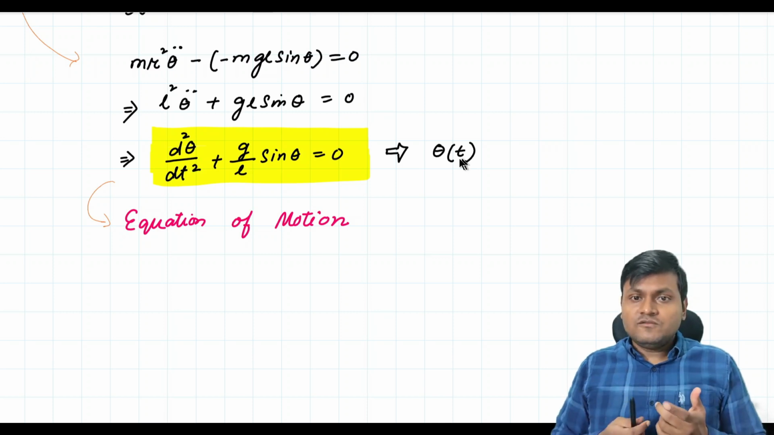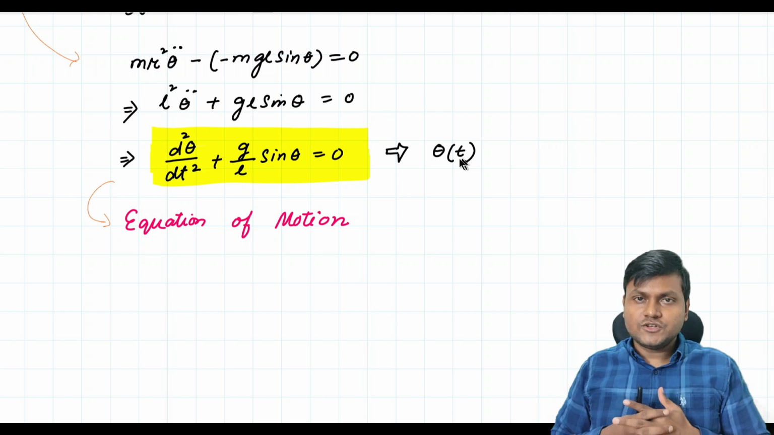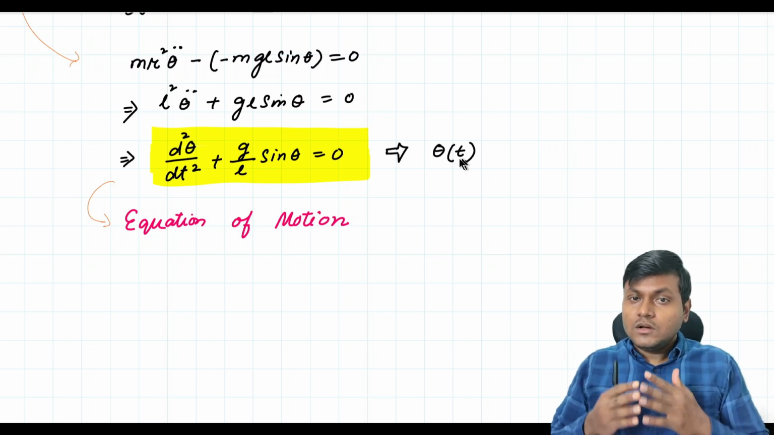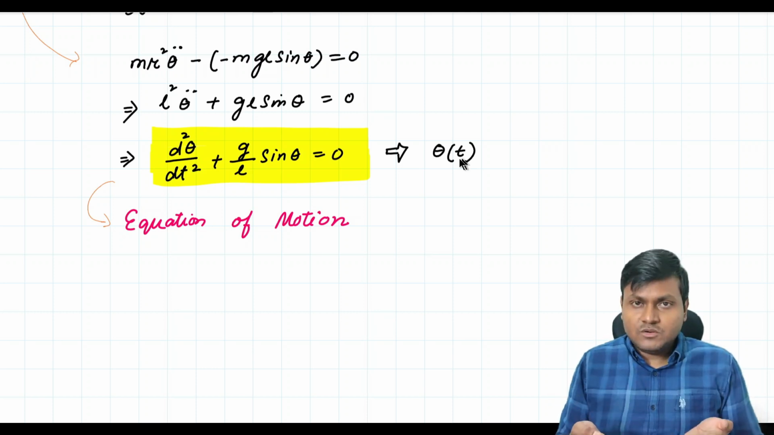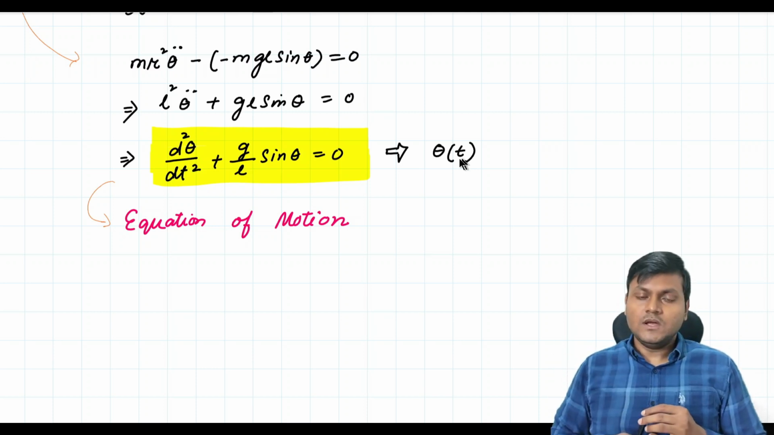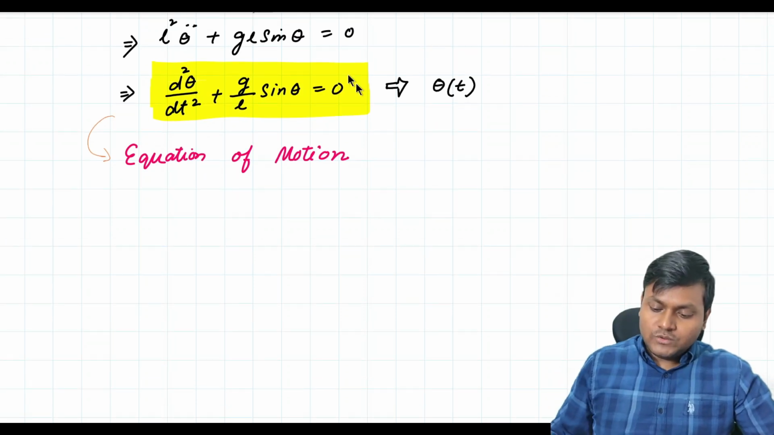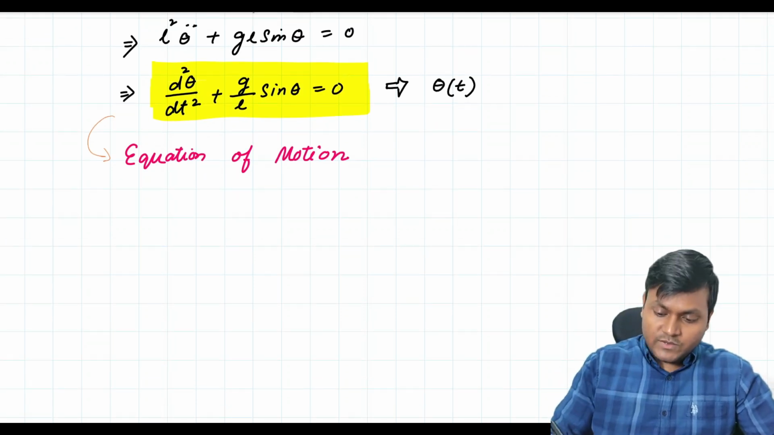It can be solved in two situations. It can be solved either by some kind of a computational software, or we can make some kind of an approximation which will transform this equation to something that can be analytically solved. So I'm going to do both of that. So first, let us look into the small angle approximations.